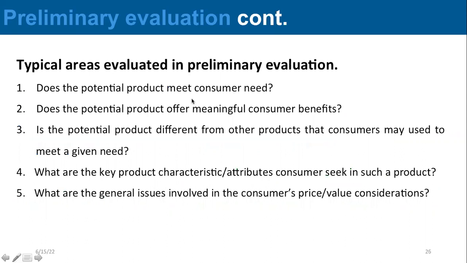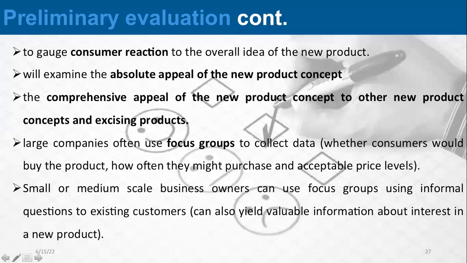Some typical areas in primary evaluation: Does the potential product meet consumer need? We have discussed that. Does the potential product offer meaningful consumer benefits? Is the potential product different from other products that consumers may use to meet a given need? What are the key product characteristics? Likewise, you can ask these questions before developing your questionnaire or market survey. These are some questions you can use as references.